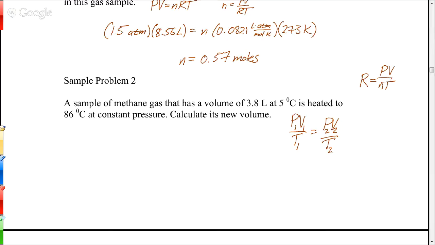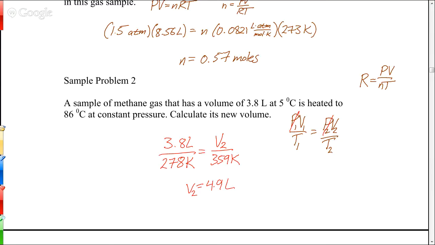So since it's constant pressure, we don't actually need all of these variables, right? Because pressure stays the same, so we don't have to worry about that, because that's going to be the same on both sides. So we can do this just like the Charles law problem we saw before, where we've got our initial volume divided by our initial temperature in Kelvin. And then our new volume that we're going to solve for over our new temperature, 359 K. So you solve that out and you get V2 is 4.9 liters.